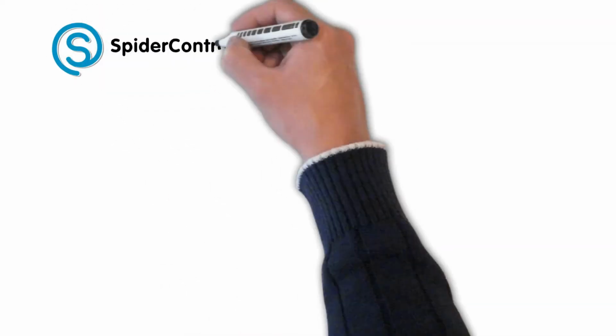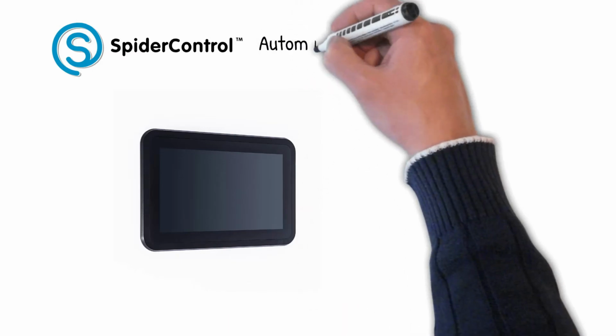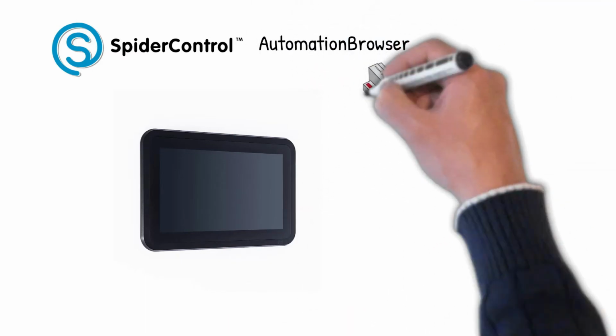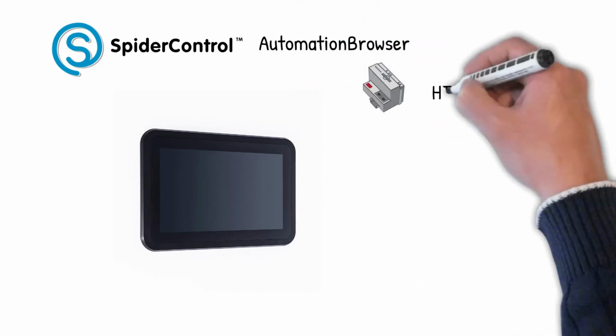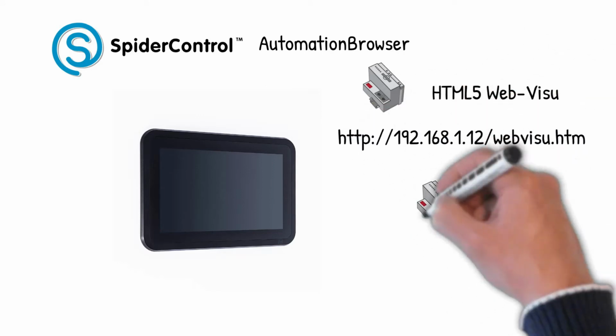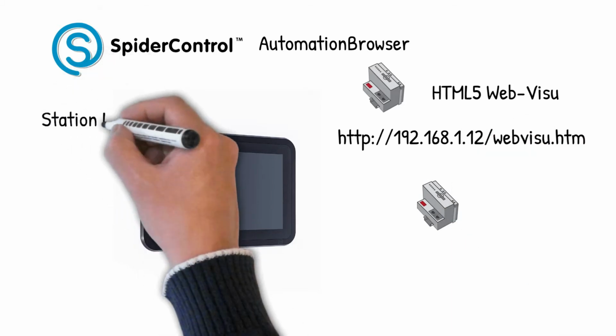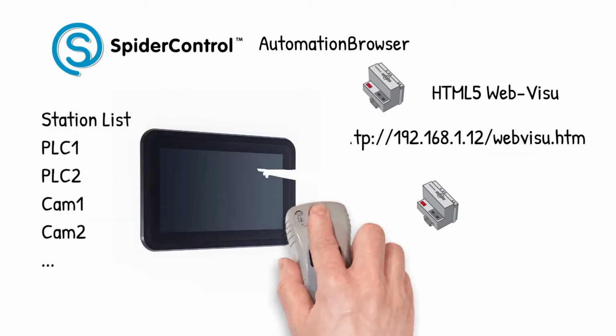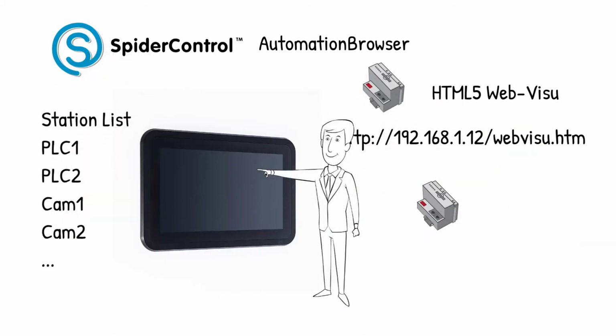The SpiderControl AutomationBrowser is designed specifically to the needs of automation. It is able to visualize all kinds of Web-HMIs hosted directly on PLCs and to feature a station list which allows the user to navigate between the different HMIs without leaving the automation browser's context, avoiding the user to exit to the OS. This all works well as long as there is a user manually working on the panel.